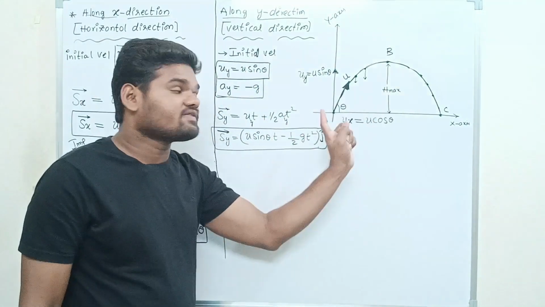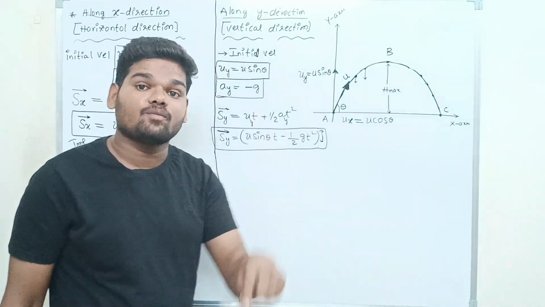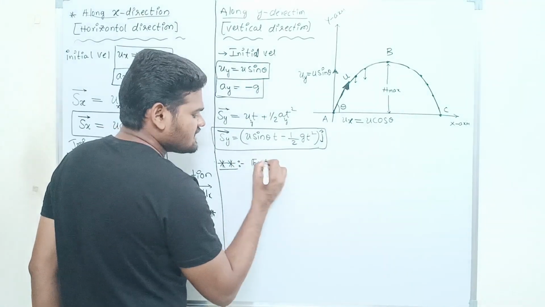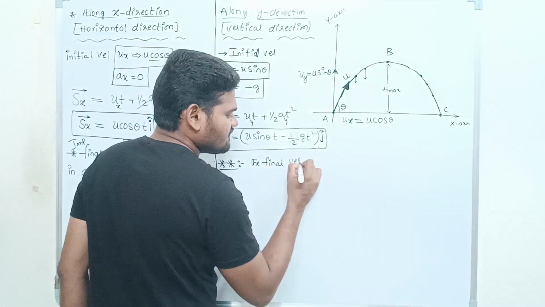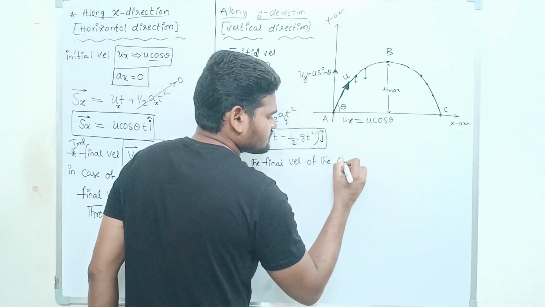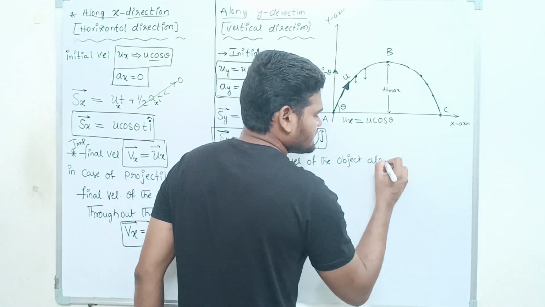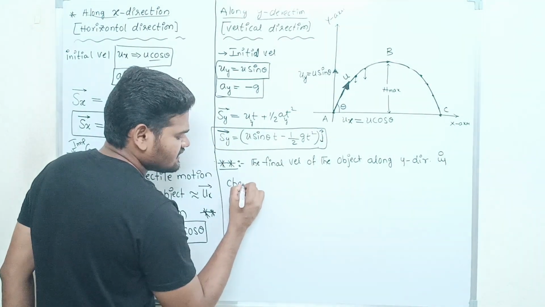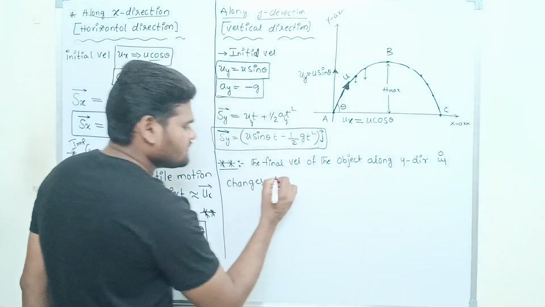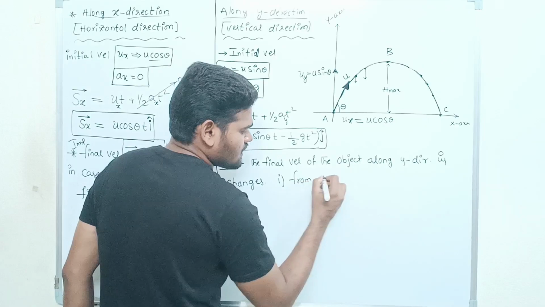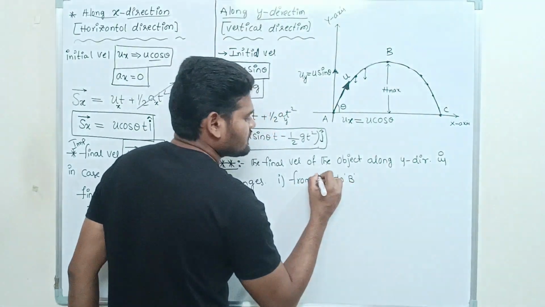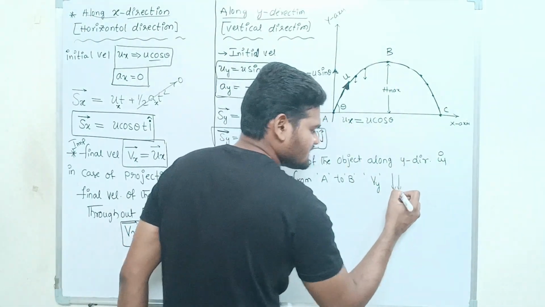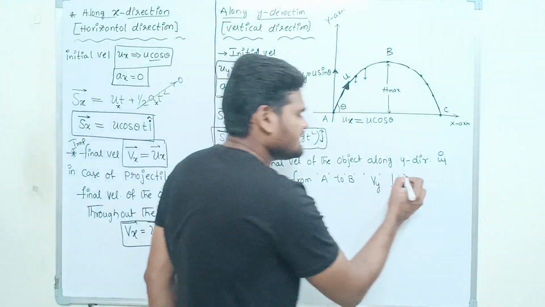The velocity of the object changes from point to point. In case of vertical direction, the final velocity of the object along the y direction changes. Okay, so from point A to B, the final velocity of the projectile body decreases from A to B. So what happened? Decreases.